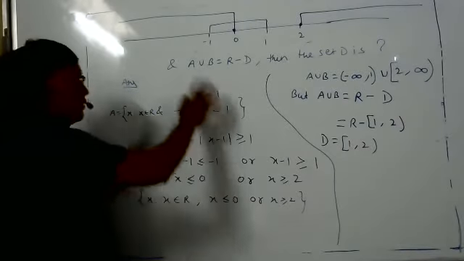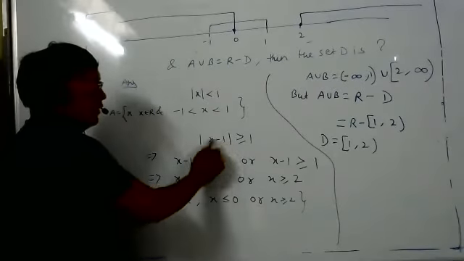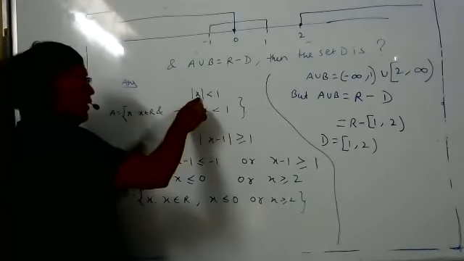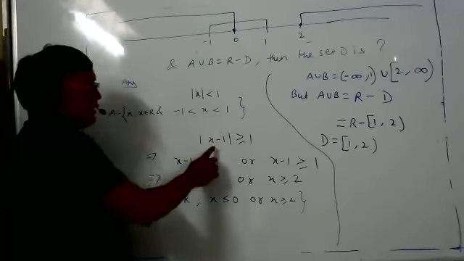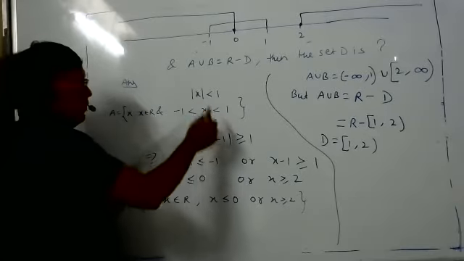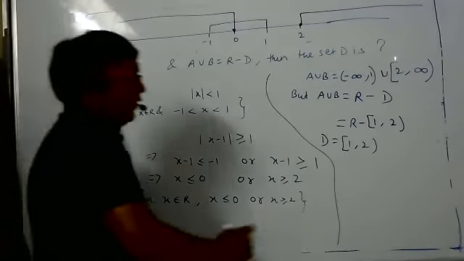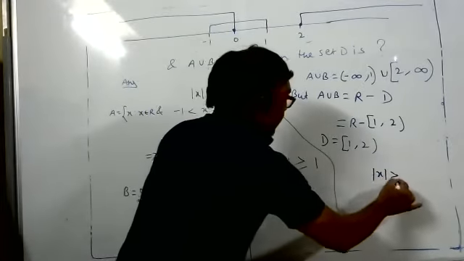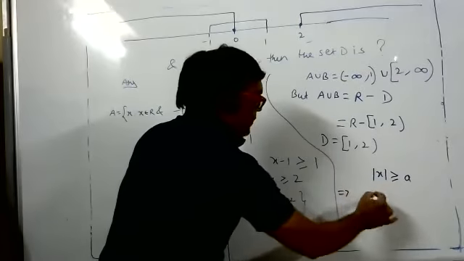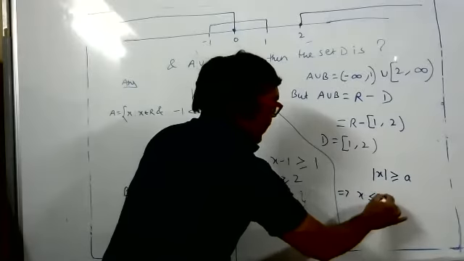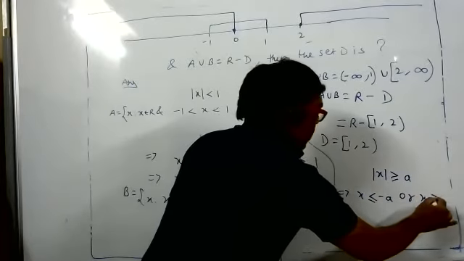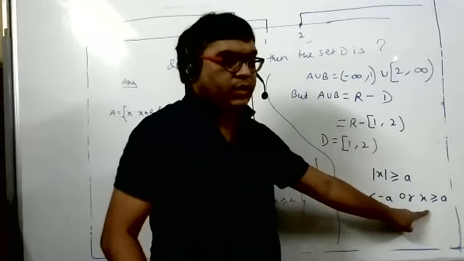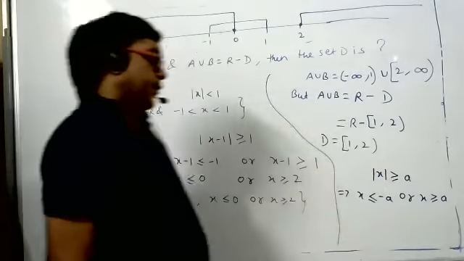Now coming to set B, actually I have erased the question, but in set B it was mod of x minus 1 greater than or equal to 1. In the first part it is only mod x, so in the place of x it is x minus 1. So now same formula. The formula is like this, see on the board: mod x greater than or equal to a. What can be x? x can be anything less than or equal to minus a, or even x can be more than a. When x is less than minus a or x is more than a, in both cases mod x will be more than a.